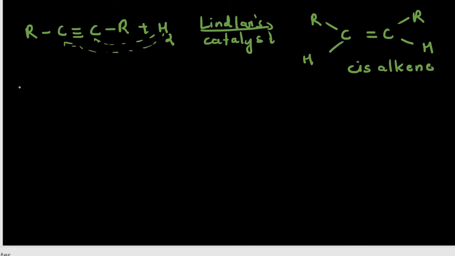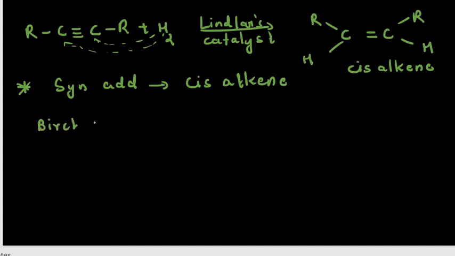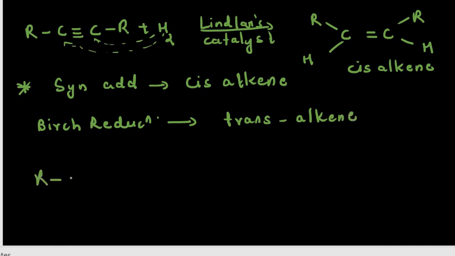cis alkene. So the important point that you have to remember is that syn addition will always lead to what type of alkene? It is cis alkene. And what is syn addition? That is addition on the same side. Now in the case of Birch reduction, as already discussed, it will give rise to what type of alkene? It will give rise to our trans alkene, where the groups will be in what? Opposite side. Let us take the same general reaction.